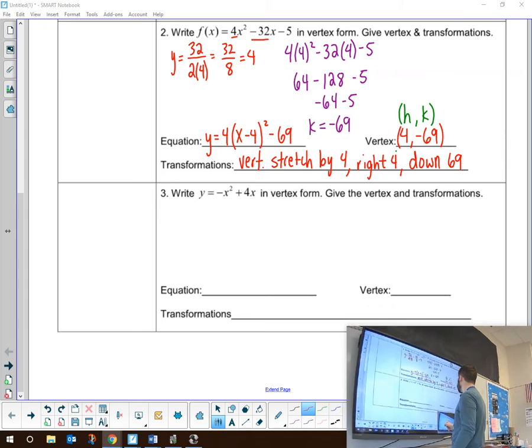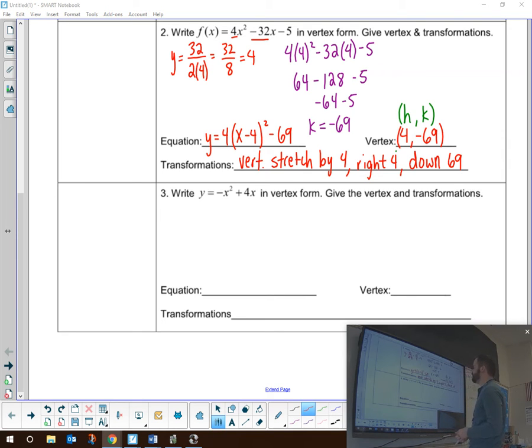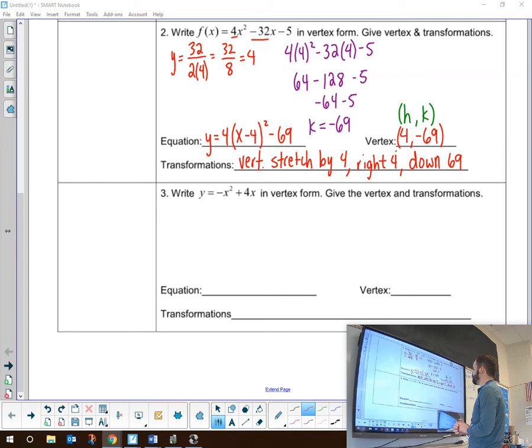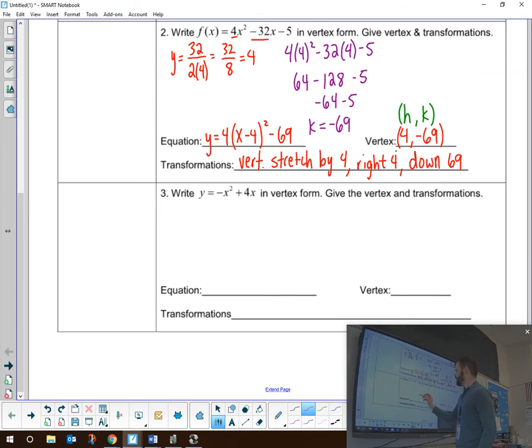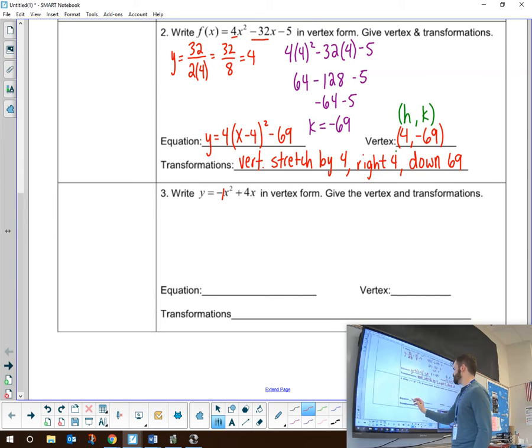So number 3, let's see here. We're going to have negative x squared plus 4x. We're going to write that in vertex form. So first off, my a is negative 1, right? That's my a, negative 1. So we're going to go y equals negative 1 times x something squared, and then we put on our h and our k. Okay? All right. So we're going to have a negative 1, so we can do this.